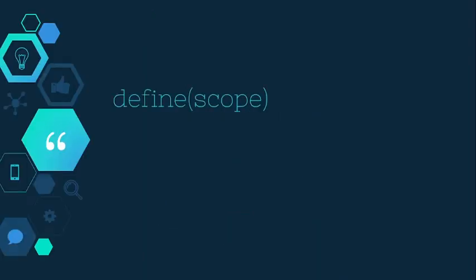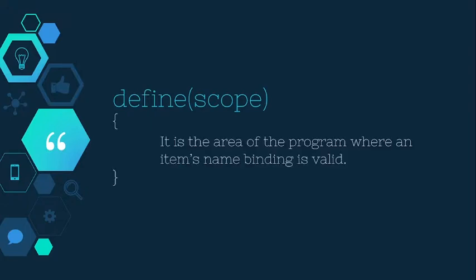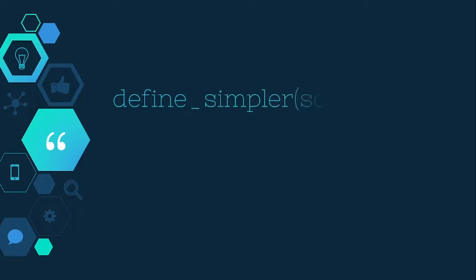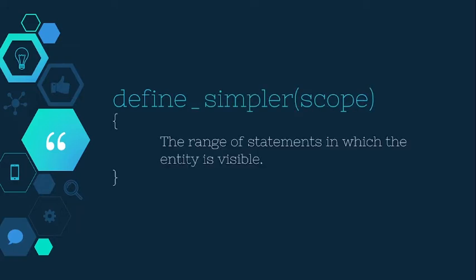In computer science, however, it is defined as the area of the program where an item's name binding is valid. Said item is often a variable, though it can be a constant or a function or basically anything that has an identifier. In simpler terms, the scope of an entity is the range of statements in which the entity is visible, and an entity is considered visible in a statement if it can be referenced or used in that statement.